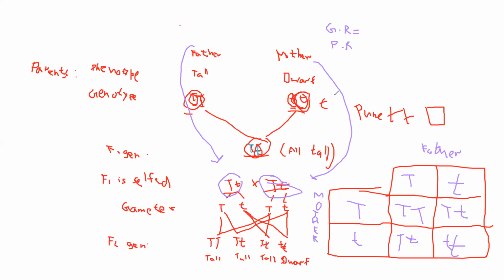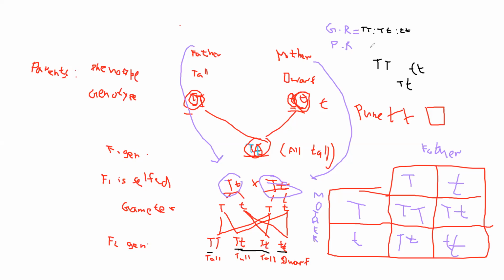For the genotypic ratio, first of all, you have to write each and every one of them down. Over here you have three different types of genotypes: these two are one, and this is another one. So you list all of them down. First you have TT, capital T small t, and small t small t.